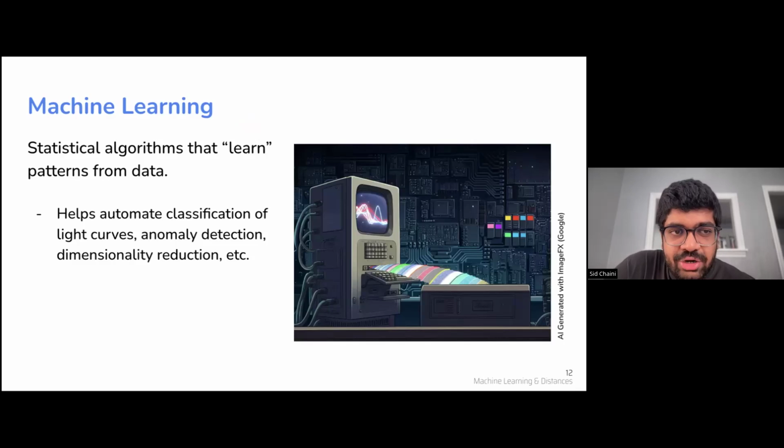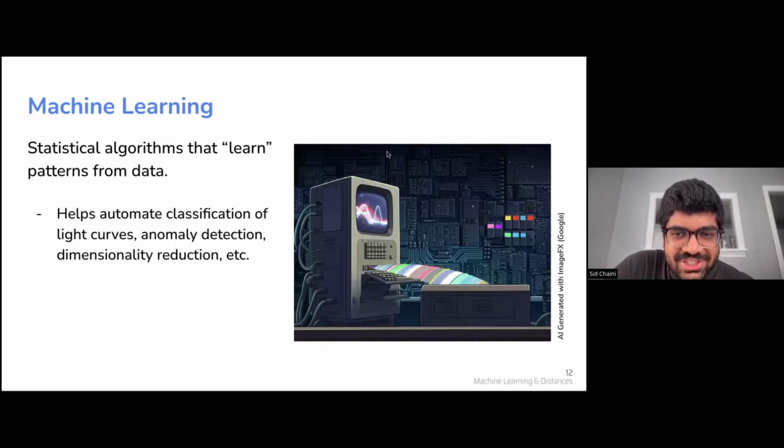So let me briefly talk about what machine learning is. Machine learning refers to a broad range of statistical algorithms that learn patterns from data. And in the context of time domain astronomy, it's important for us to automate classification of light curves, among other things like dimensionality reduction and anomaly detection and so on.